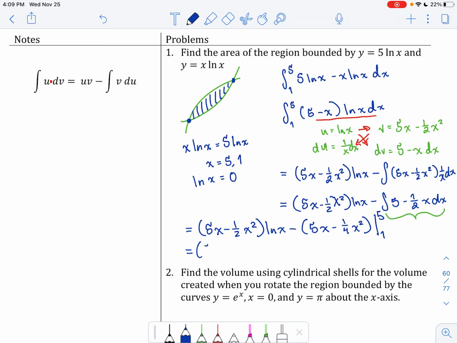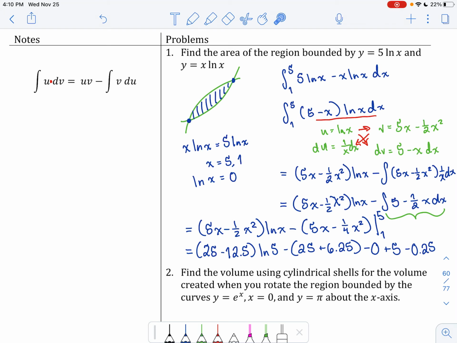When I plug those in, I then get 25 minus 12.5 times ln of 5 minus 25 plus, because I'm doing the two negatives, 6.25. Here, we're about to plug in 1 for ln, so that this whole first term is 0. So minus 0 plus 5 minus 0.25.